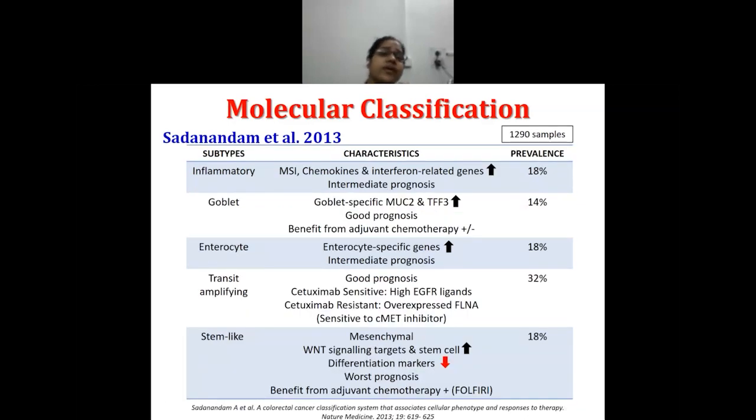The classification by Sadanandam et al. in the year 2013 characterized colorectal cancers into 5 subtypes: inflammatory, goblet, enterocyte, transit amplifying, and stem-like. Among these, good prognosis was seen with goblet and transit amplifying subtypes. The transit amplifying was further characterized on the basis of sensitivity to cetuximab. The stem cell variant, however, had mesenchymal features which had a worse prognosis and was found to benefit from adjuvant chemotherapy. Mostly, the maximum response was noted with FOLFIRI.